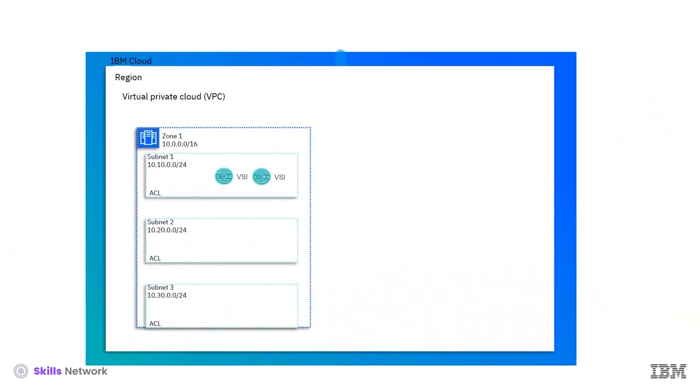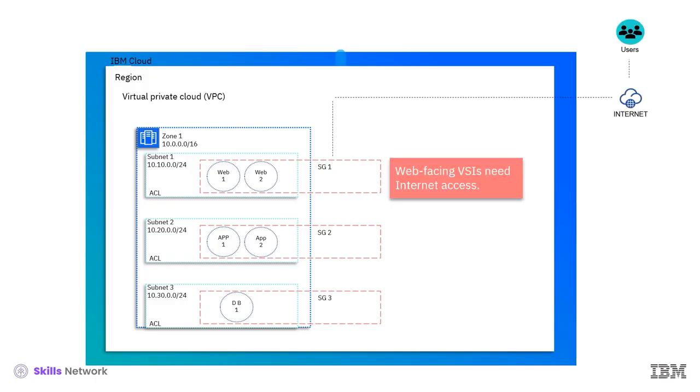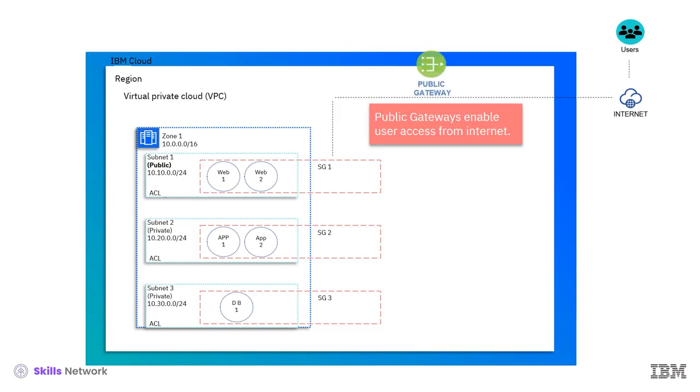Once you build a subnet, then it is time to add some VSIs and storage to it so that you could run your applications. Let's say you have a 3-tier application that requires web access VSIs, application tier VSIs, and back-end database VSIs. In this case, we would place the web-facing VSIs into one security group, the application VSIs in a second security group, and the database VSIs in a third security group. It goes without saying that the web-facing VSIs need internet access. A public gateway instance is added to the network to enable users access to the application in the internet tier.